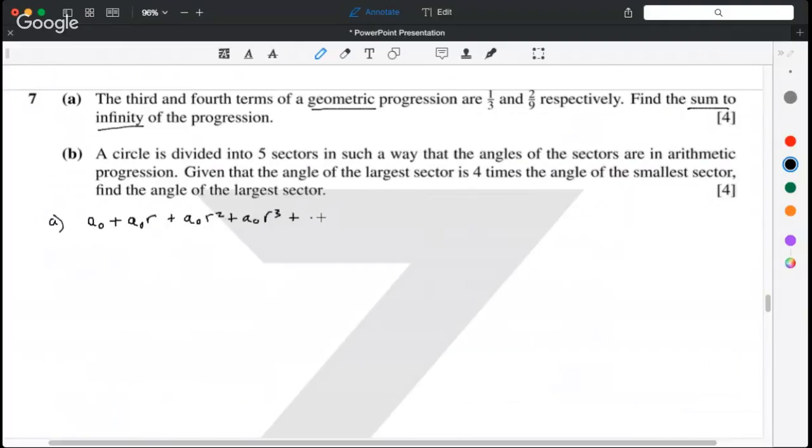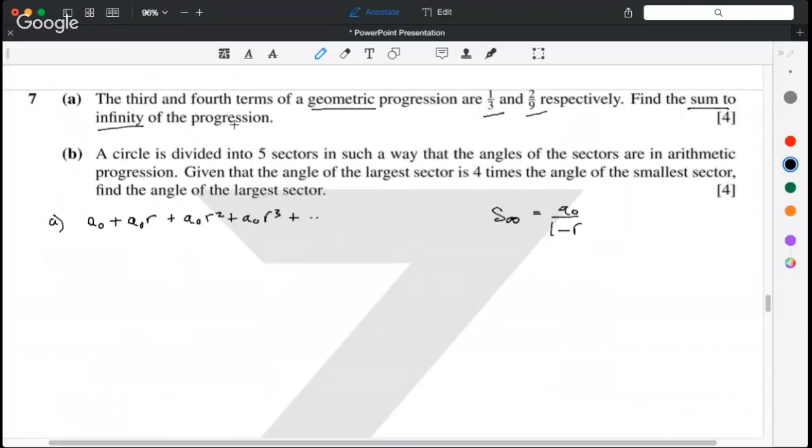So you see that to define a geometric series, all you need is 2 things. You need to know the initial value, and you need to know the common ratio. So we have 2 unknowns, and the sum to infinity is a over 1 minus r. That's in your formula booklets. So for this, you need those 2 terms to be able to know what the sum to infinity is. So we have 2 unknowns, and we have 2 equations.